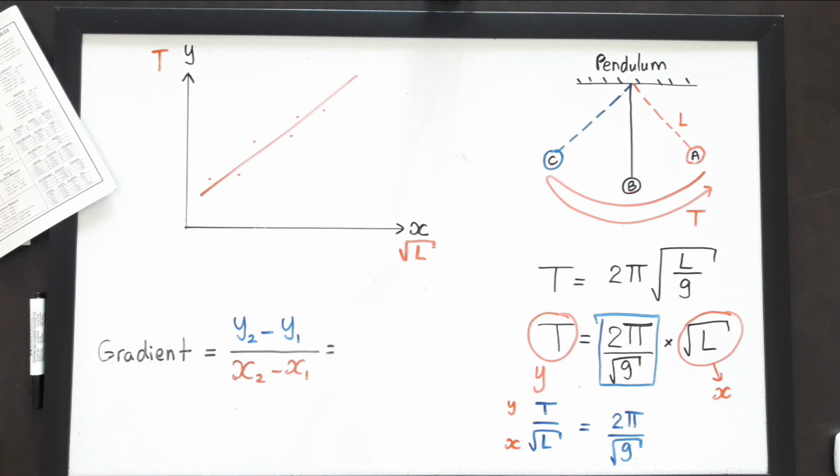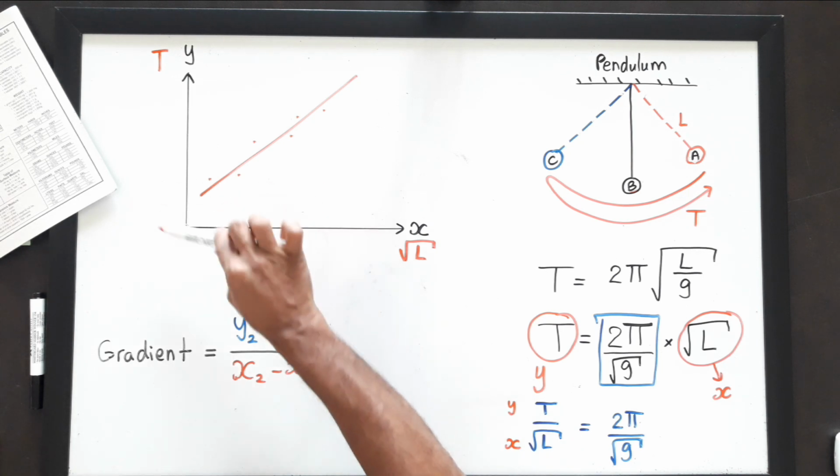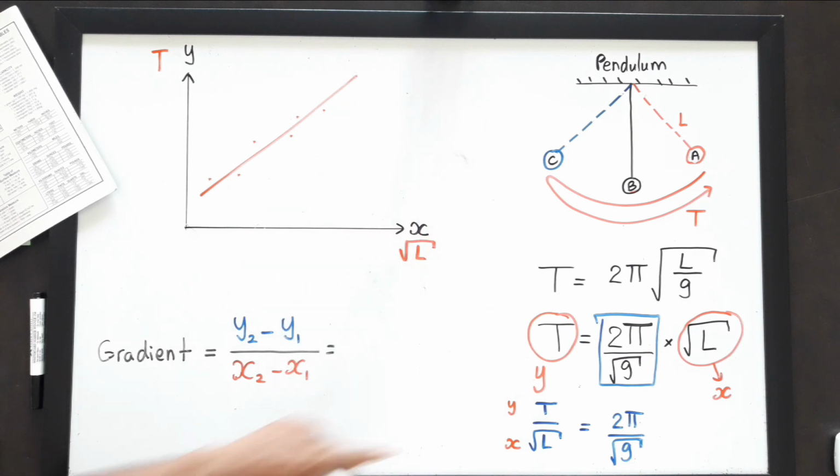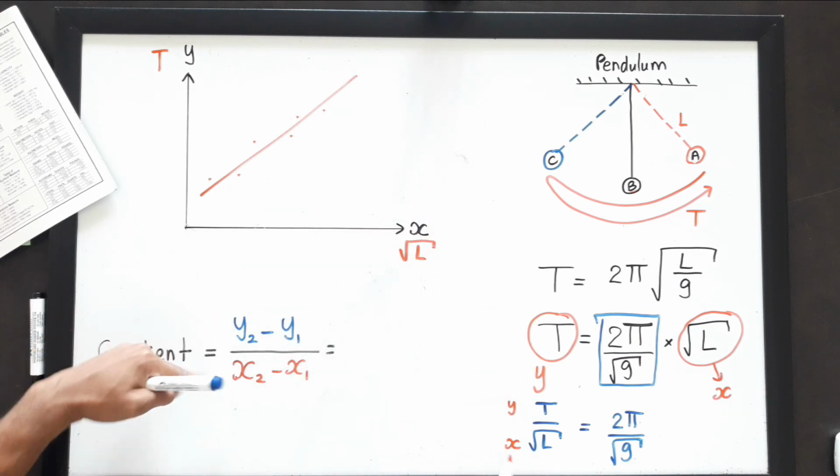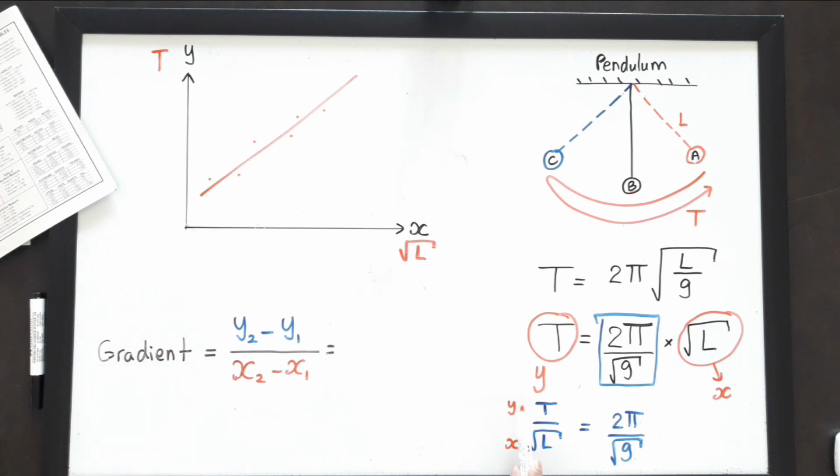Alright? So let's find the gradient. If we were to find the gradient of this line, remember this is the correct thing we have here for gradient, y divided by x. So I don't think there's any tricks here. If we were to find the gradient of this line, it would be equal to 2 pi divided by the square root of g. So this here is equal to the gradient of the graph.